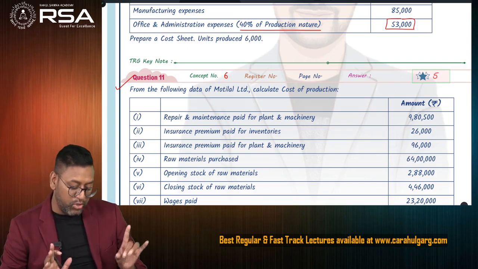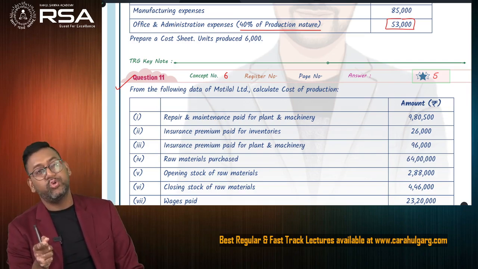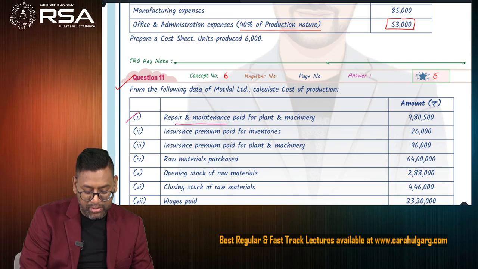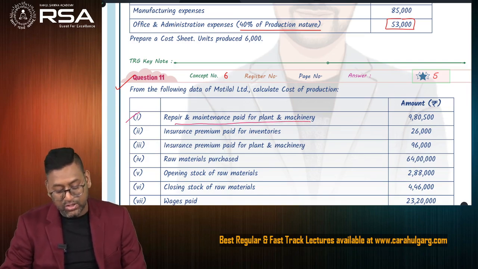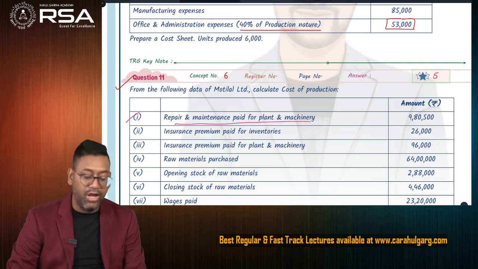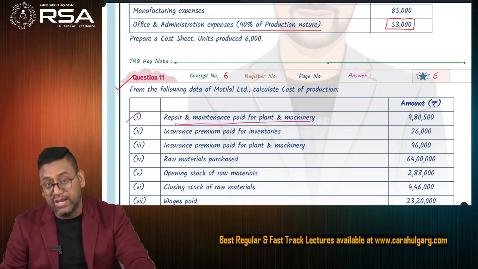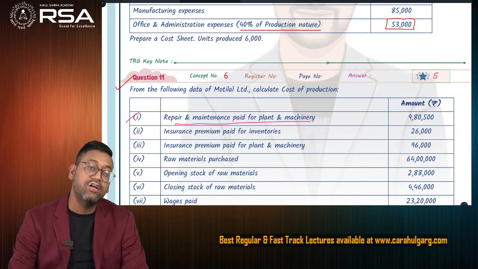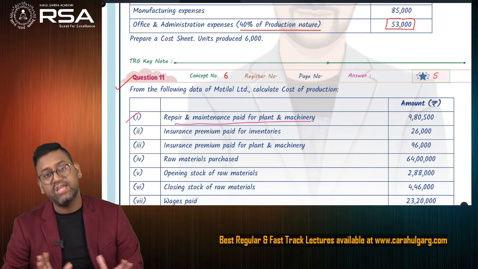Now I'm not going to give you any hint. It is your duty to read and identify where the item must go. For example, it is given repair and maintenance paid for plant and machinery. Now where do you think it should go? Plant and machinery is used in the factory, so any expense relating to plant and machinery shall obviously go under factory overhead. So you have to think like this.